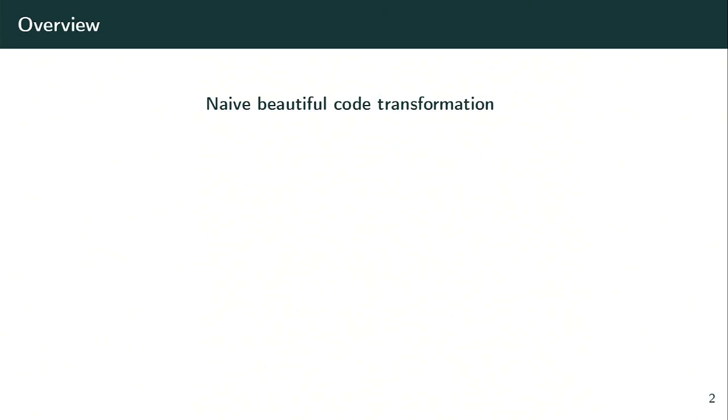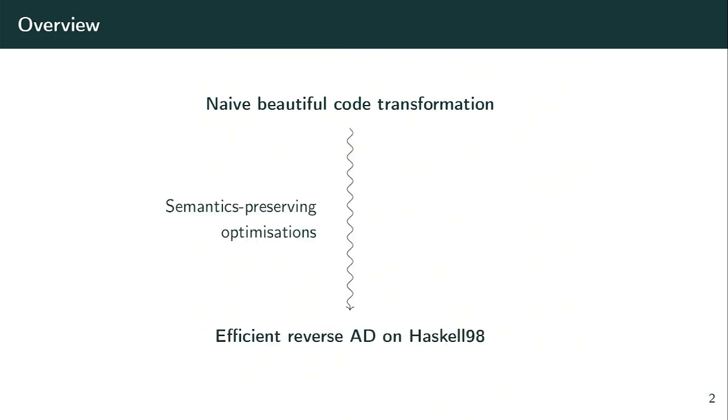So in this talk, we start with a very naive but quite beautiful, which is subjective, code transformation which does reverse AD on a purely functional language. And we optimize this using semantics preserving optimizations to an algorithm that can do efficient reverse AD on a subset of Haskell 98, a decently large subset.